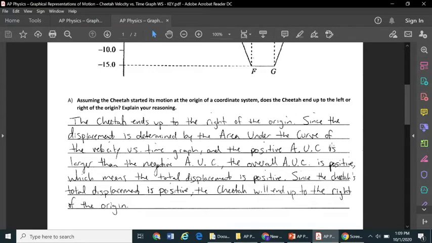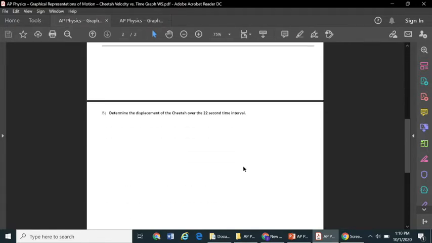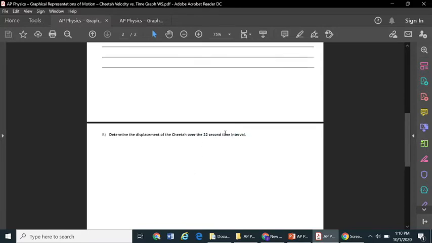Okay, so for part B, it says determine the displacement of the cheetah over the 22-second time interval. So you'll be able to confirm your answer to part A, for sure, by doing this calculation.